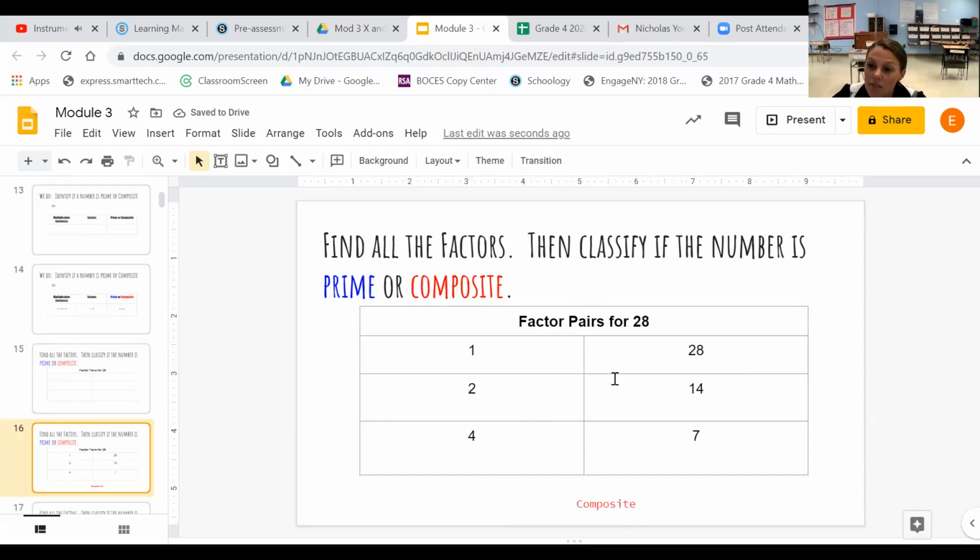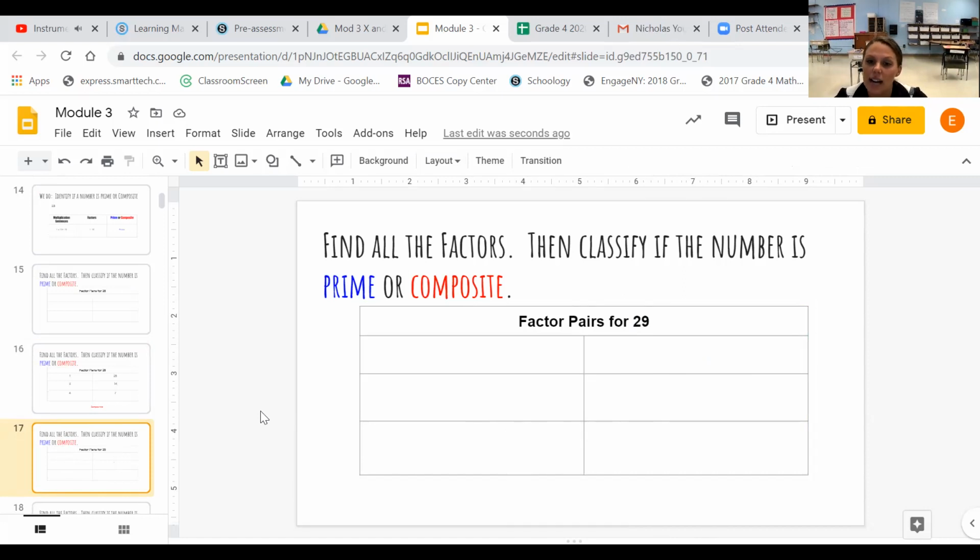All right, friends. So I went through and I used skip counting to double check. And I skip counted by twos. Threes didn't work for me. Fours did. Fives didn't work for me. So I stopped there. I was able to come up with 6 factors to get to 28. Therefore, I knew that this number was composite.